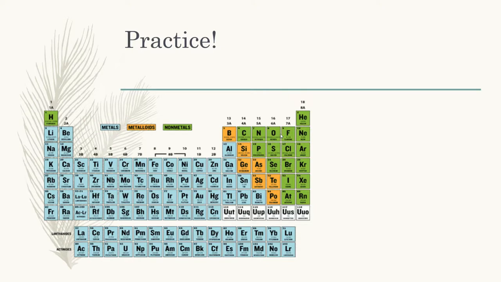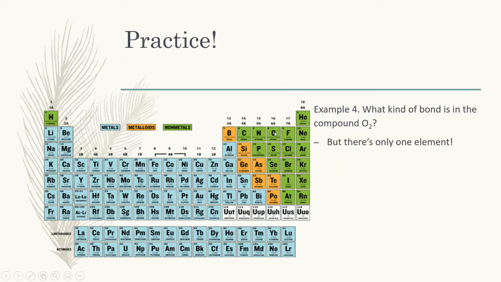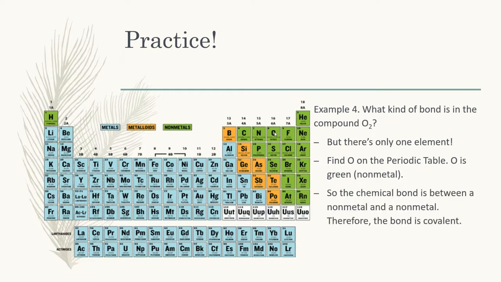Now the next example is a little bit tricky for some people. So it says, what kind of bond is the compound O2, which means it has two oxygen atoms. And they think, well, it doesn't have a bond because it's only one element. Well, it may only have one element, but it still has two atoms that are forming a bond between them. And we know that oxygen right here is a nonmetal. So oxygen is a nonmetal, making both atoms nonmetals. So it's a chemical bond between a nonmetal and a nonmetal. So the bond is covalent.